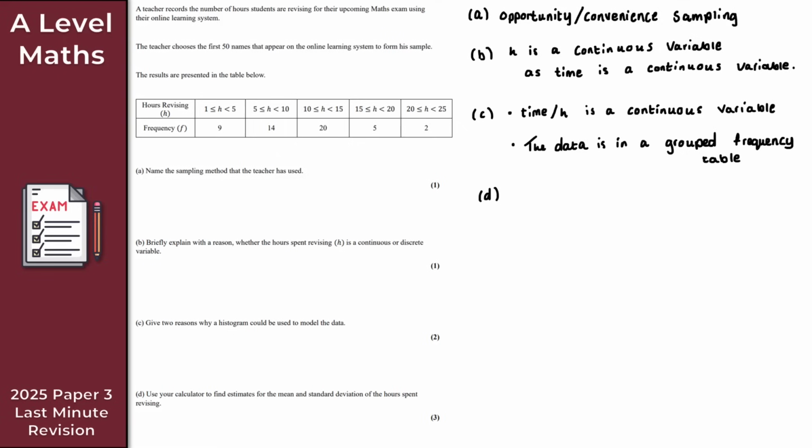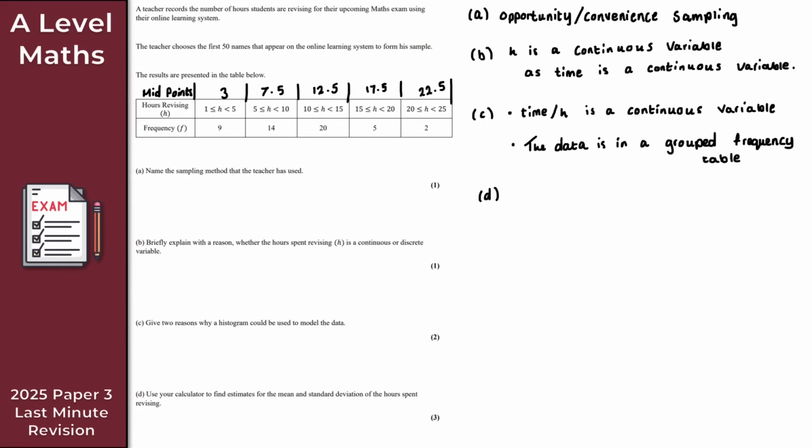Now, clearly, the first thing that I need here is the midpoints of my class boundaries. So this would be 3 here. This would be 7.5. This here would be 12.5. This here would be 17.5. And then finally, this here would be 22.5. Okay, so these values here are the midpoints then for our class boundaries. I kind of just box these off here as I go. Something like that is absolutely fine.